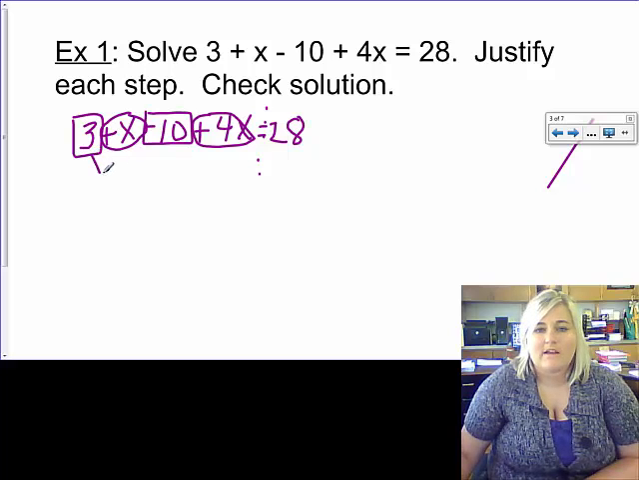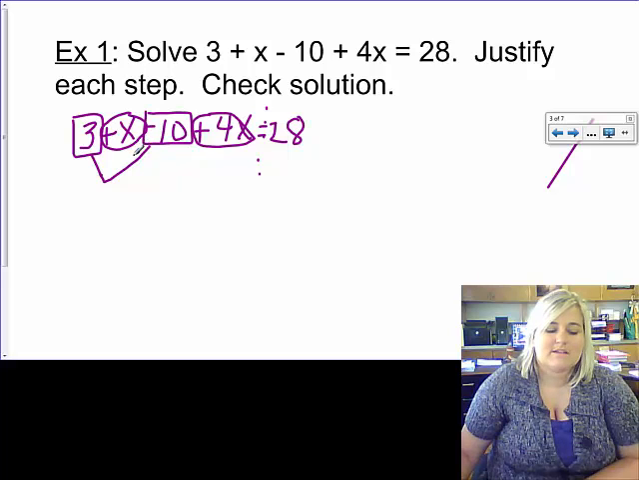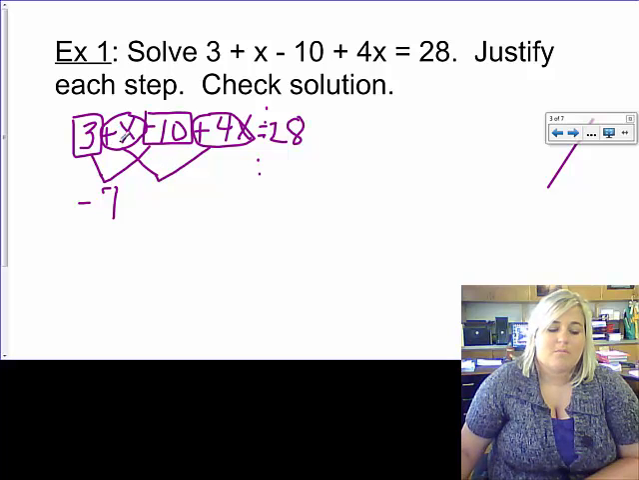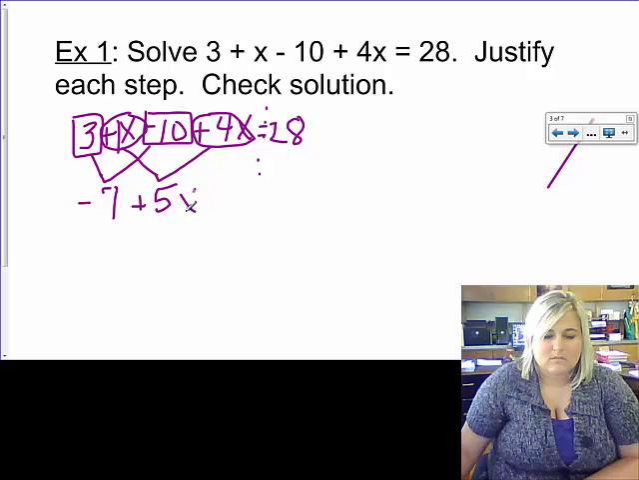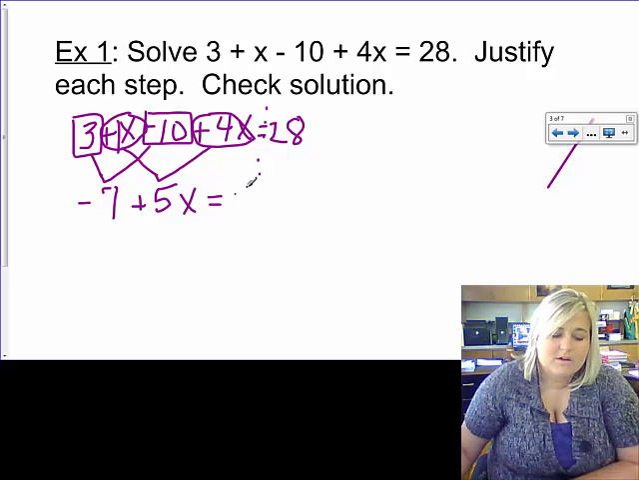So I'm going to combine. I always make sure that when I'm boxing and circling, I take the sign that precedes the term so that I know what I'm doing with it. This I would read as 3 minus 10. So 3 minus 10 is going to be negative 7. Then I have x plus 4x. I hope that you remember if we don't have a coefficient showing in front of that variable, it's an understood coefficient of 1. So this would be positive 1x plus 4x, which would give me a positive 5x. And that has to be equal to 28.